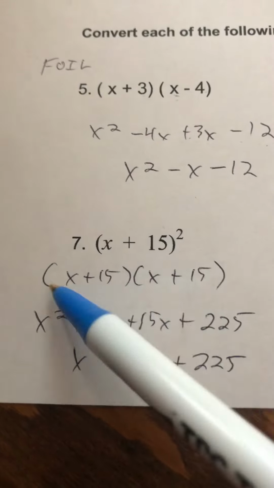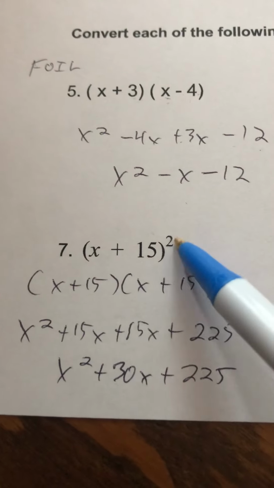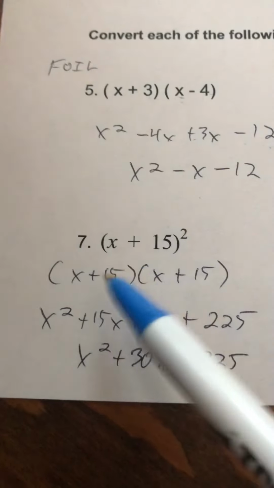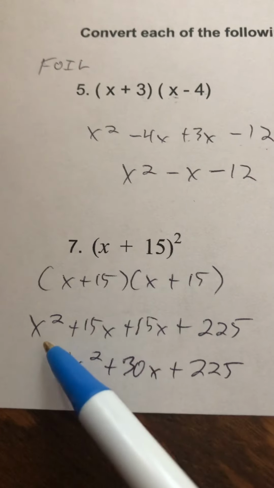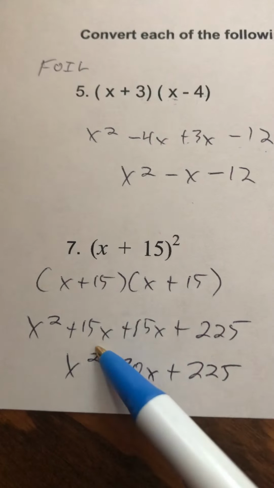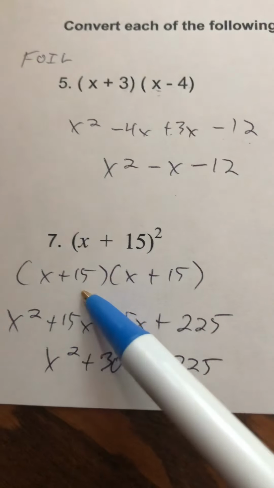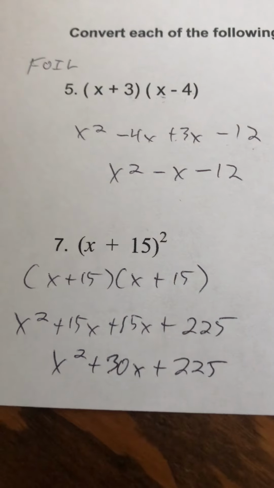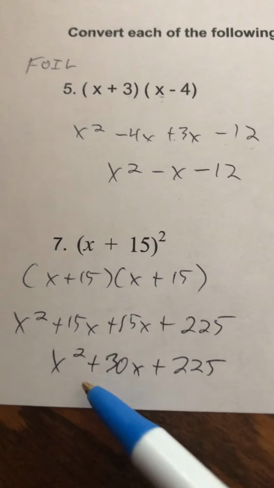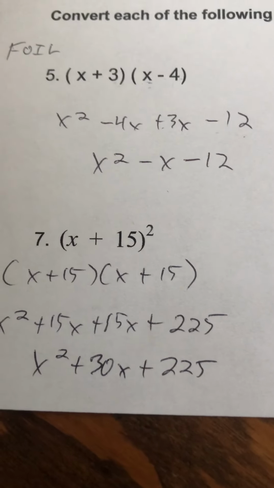This one I've got to write out so that I can use the FOIL method. So (x plus 15) squared is just two (x plus 15)s. So x times x is x squared. The outside, x times 15, is 15x. The inside, 15 times x, is 15x. And the last, 15 times 15, is 225. I combine my like terms and I get x squared plus 30x plus 225.